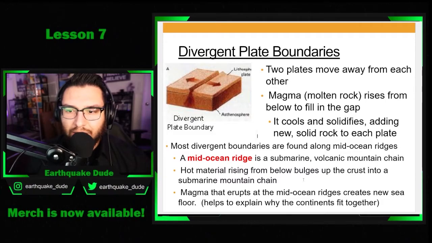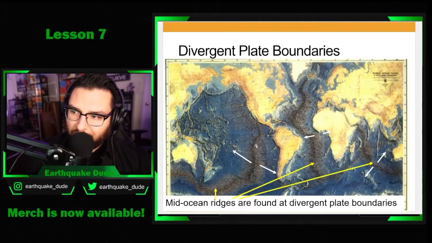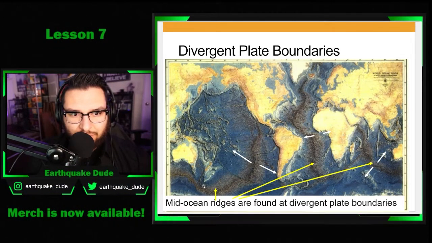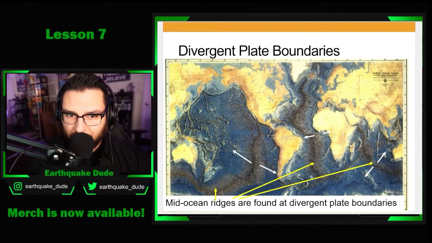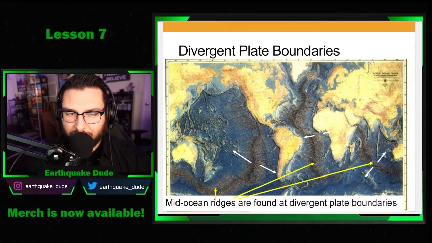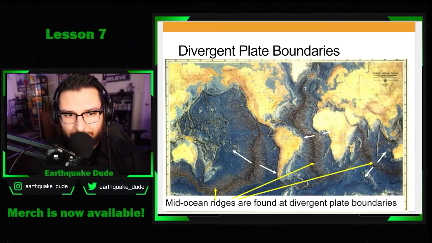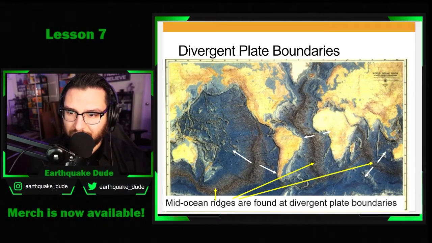Okay? So let's look at a map. All these mountain ranges you see here in the ocean floor, those are divergent plate boundaries or mid-ocean ridges. Now remember, mid-ocean ridges are only associated with divergent plate boundaries. Okay?